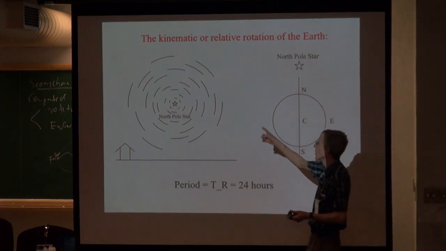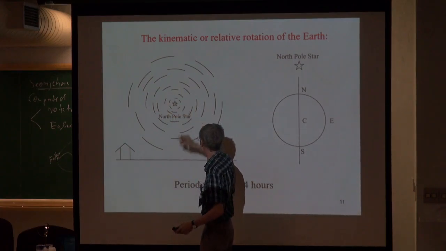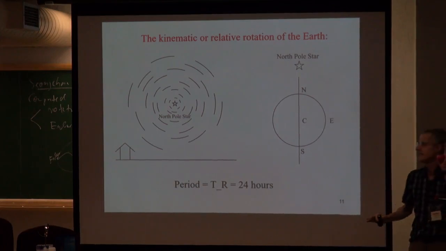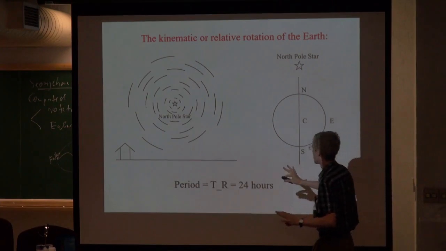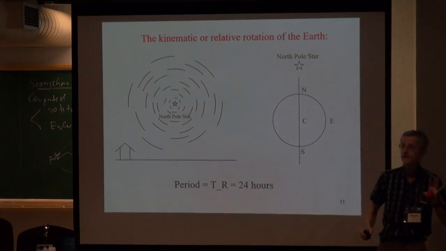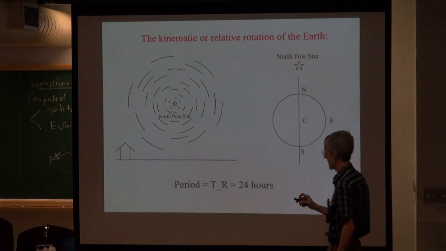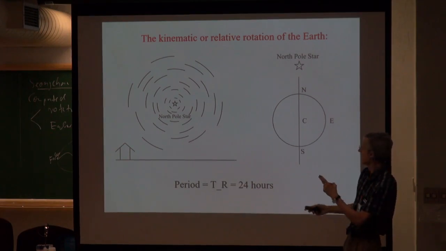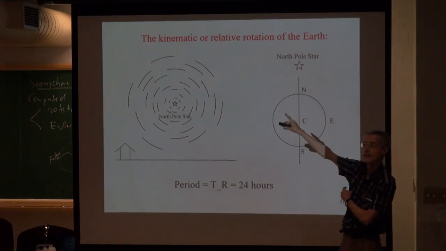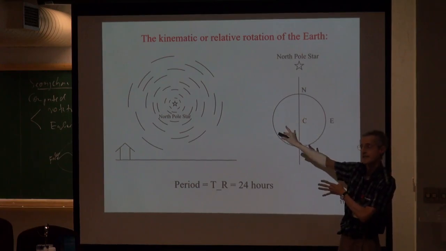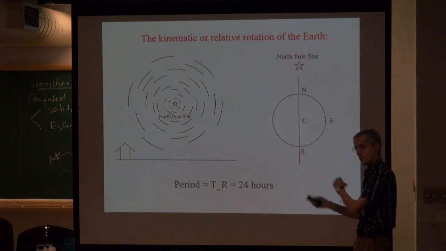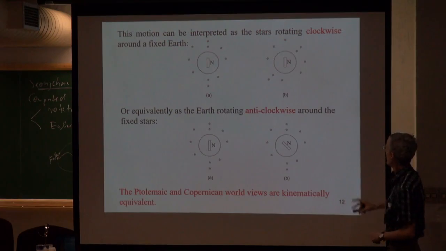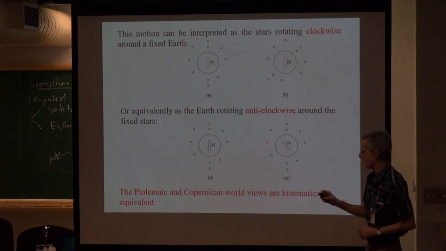And we can measure how long the stars take to make a turn. That is 24 hours. Exactly 23 hours, 56 minutes and 4 seconds, but let's approximate to 24 hours. Sidereal period of the stars. How can we interpret this phenomenon? Two ways. Either the stars spin together around the Earth, or the stars stay stationary and the Earth spins around its axis, Ptolemy or Copernicus. Both interpretations are equivalent.